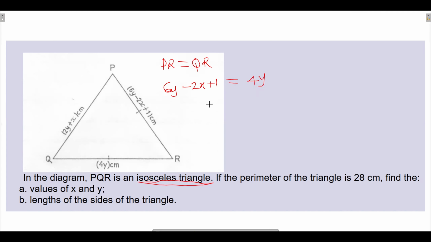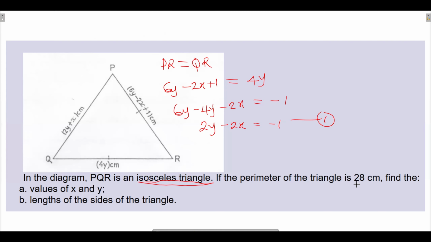Let's get the variables at one side and a constant at the other side. So if I bring this in, by collecting like terms to meet y, and I take the constant outside, that means if 1 crosses the equality sign, you get negative 1 outside. And if I bring this 4y in, it becomes 6y minus 4y minus 2x equals minus 1. This one is 2y minus 2x equals minus 1. From that, we form an equation.